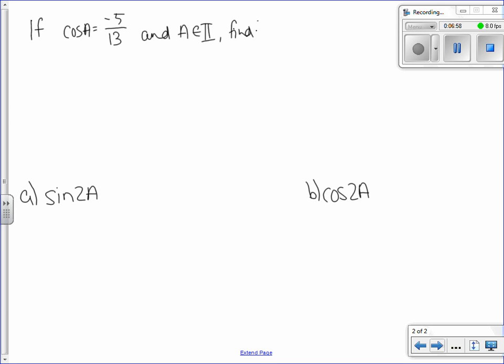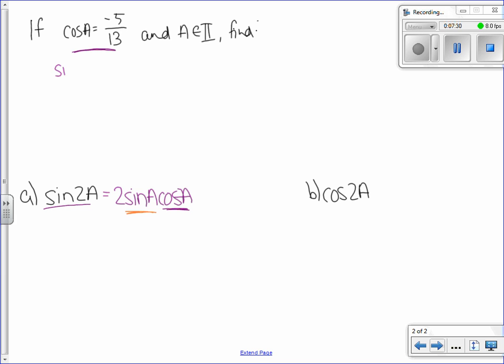Okay, because if I look for the sine of 2A, that is going to be equal to 2 times the sine of A times the cosine of A. Okay, we just proved that, and it's on your reference sheet. So anytime you're asked for the sine of 2A, look at your reference sheet, that's what you need. Okay, I know the cosine of A to plug in here, but I still need the sine of A. So we're going to have to use our Pythagorean identity.